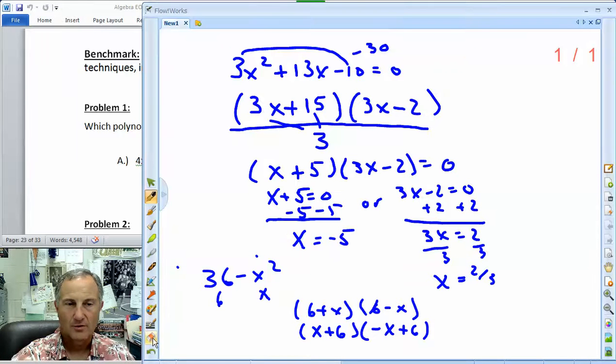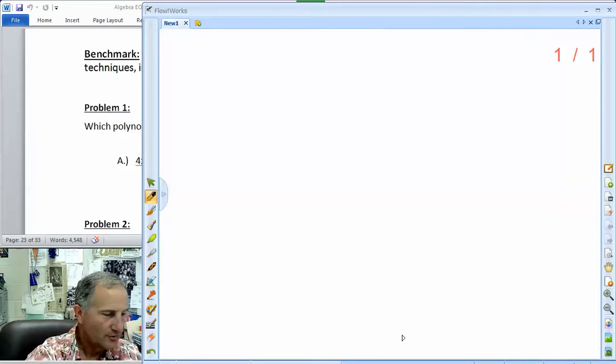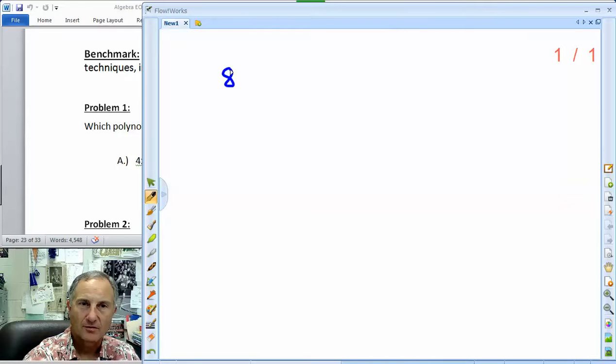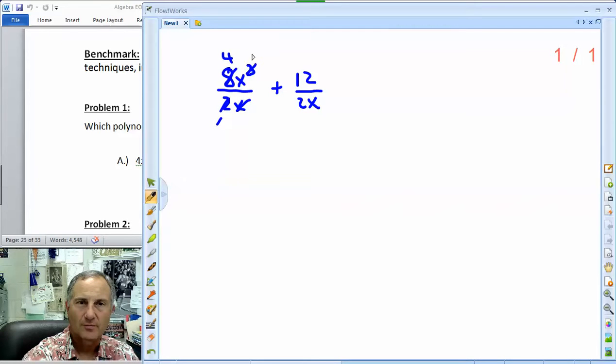Okay, so we're going to come over here. Let's get rid of all this stuff. Okay, so we start off here. I'm just going to write it the way it looks. It's going to be 8x cubed over 2x and then we had a plus 12x over the 2x. 2 goes into itself once, goes into 8 4 times. Take 1x from there, 1x from there, so you got x squared. 12x. 2 goes into itself once, goes in here 6 times. Cancel an x out of both.